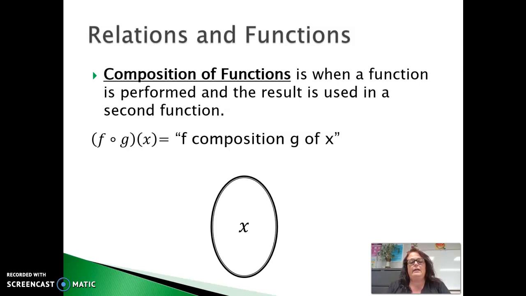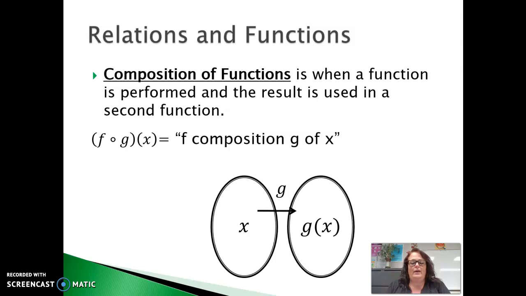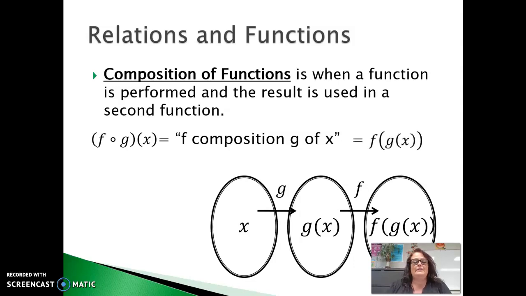And the way you want to think about it is x is your domain, and then you're going to take x and you're going to plug it into the g function because g is closest to x. And then what you get is g of x. So this would be considered the range for the g function. But then it becomes the domain for the f function. So if we plug that into the f function, we get f of what we would have gotten for g of x, okay? And so we could say that the composition, f composition g of x, is equal to f of g of x.